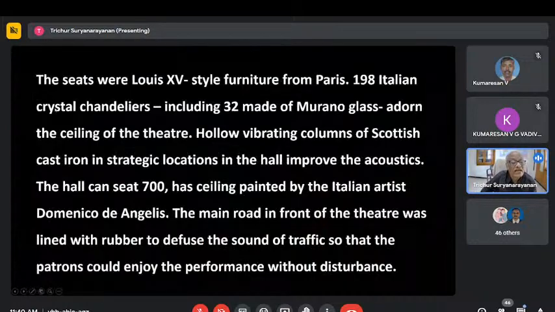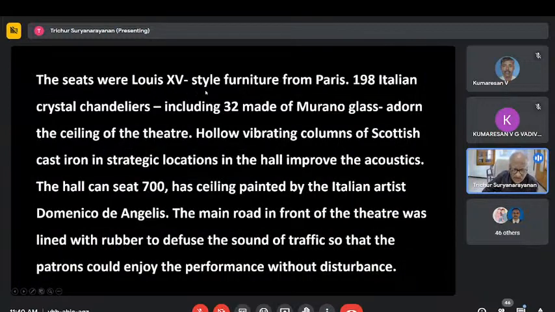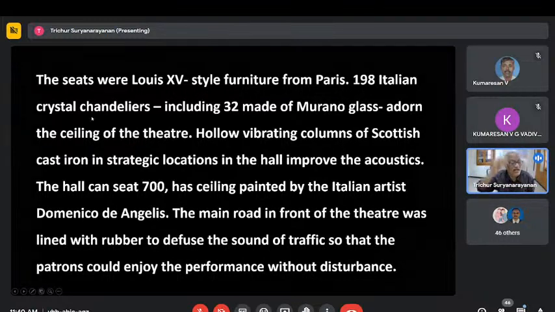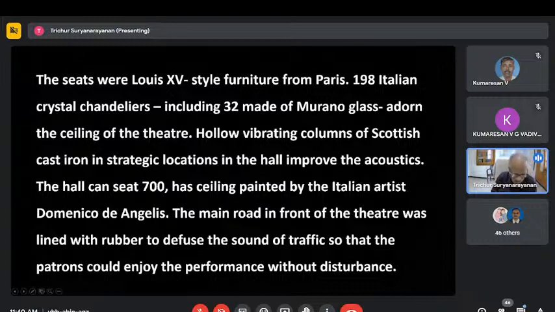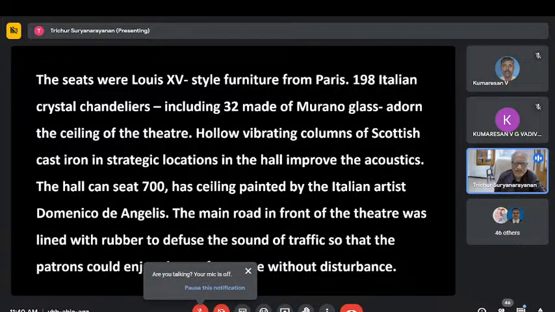And then the seats were Louis style furniture from Paris. 198 Italian crystal chandeliers, including 32 made of Murano glass. I don't know what that Murano glass is, but I found in Google that it is very expensive. They are all present in the ceiling of the theatre.